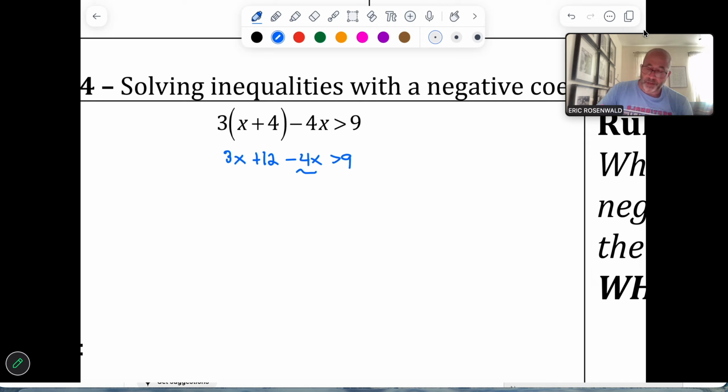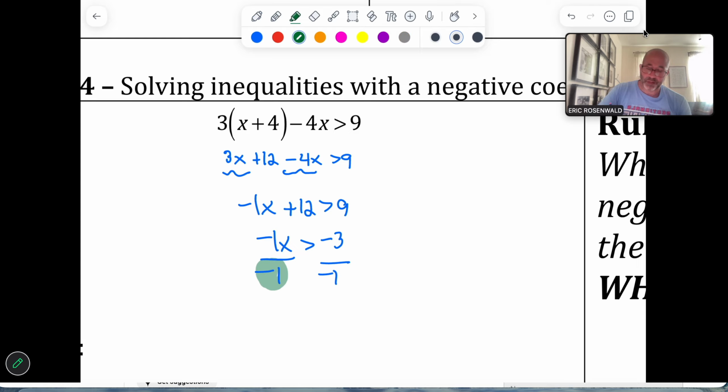If I combine my like terms, we have 3x minus 4x. That's going to give me negative 1x plus 12 is greater than 9. If I subtract 12, we get negative 1x is greater than negative 3. But then what's going to happen here is I divide by a negative. When you have a negative in the bottom, when you're dividing by a negative, that is when we switch the inequality.